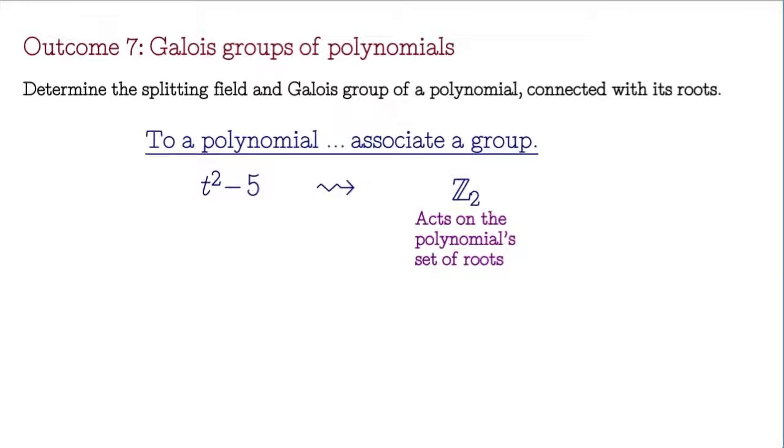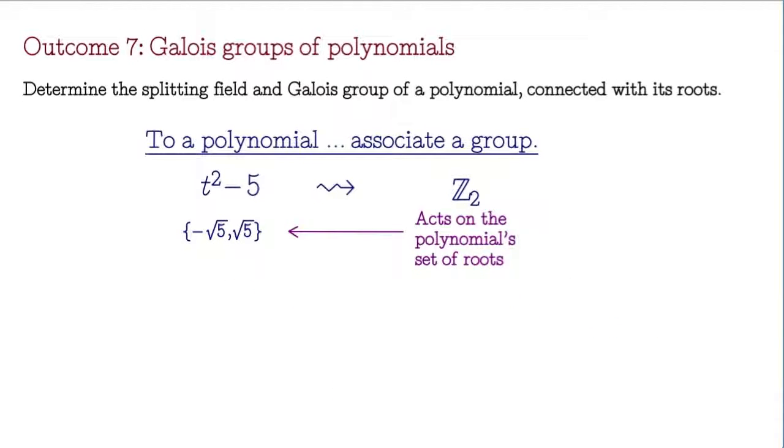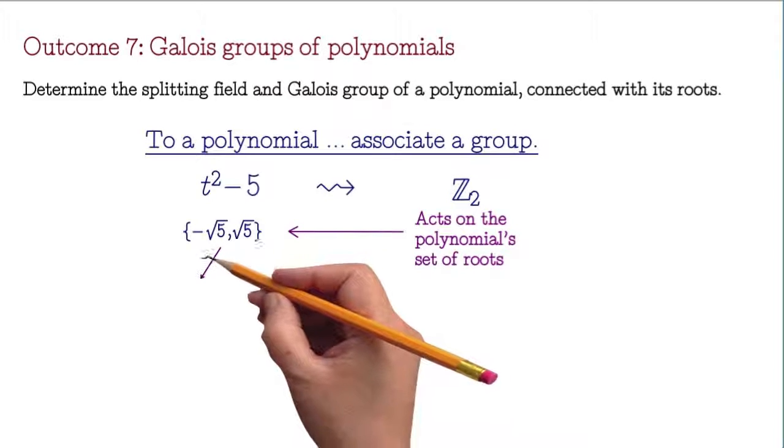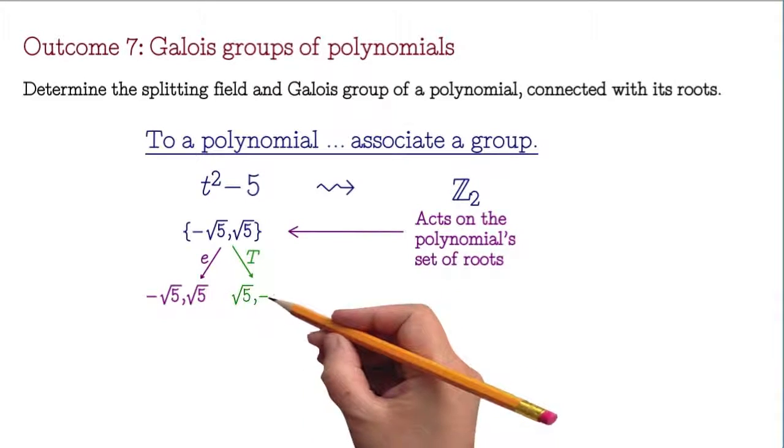So what does that look like for t squared minus 5? Well, t squared minus 5 has two roots, radical 5 and minus radical 5. And the Galois group action on that set of roots is going to be twofold. The identity element of Z mod 2 is just going to be the identity on each of those roots. And the non-identity element of Z mod 2 is going to be the transposition of those elements one to another.